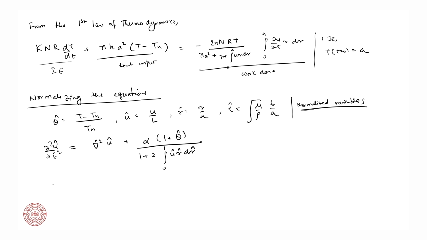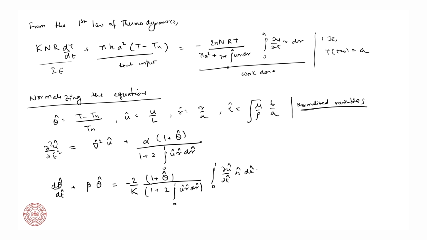Then the second equation will become d theta hat by dt hat plus beta into theta hat is equal to minus 2 over capital K, 1 plus theta hat by 1 plus 2 integration 0 to 1 u hat r hat dr hat, and then this time derivative of 0 to 1 del u hat by del t hat of r hat dr hat.